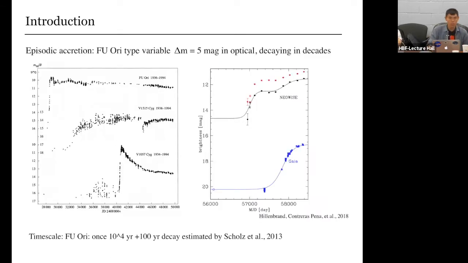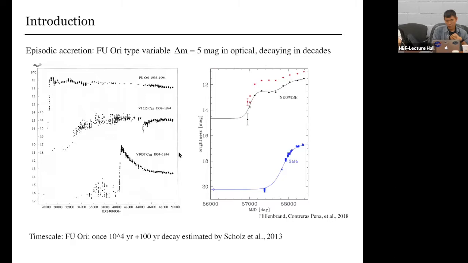So you've seen these very famous light curves of FU Orionis type stars. The typical amplitude is about 5 magnitudes in optical, and the time scale of those events is really, really long. It's at least decades long decaying.